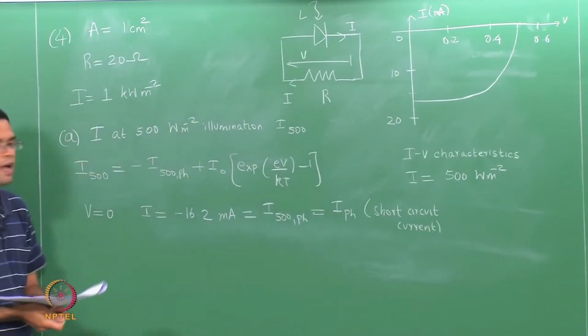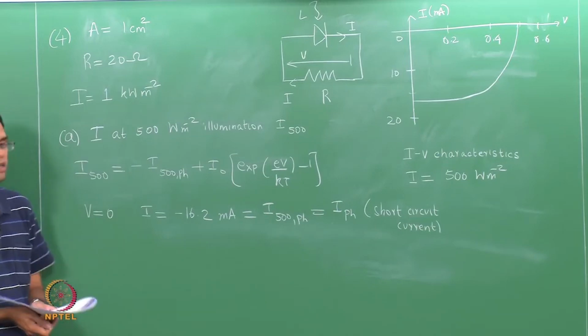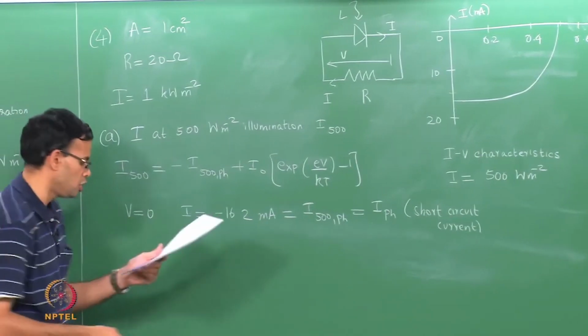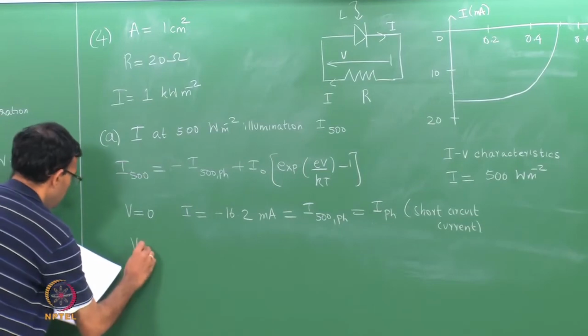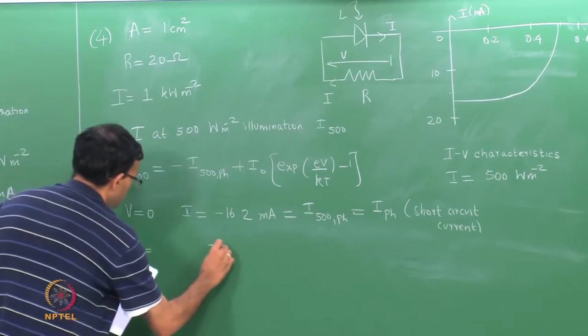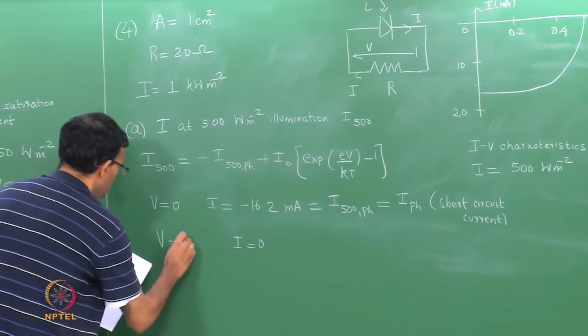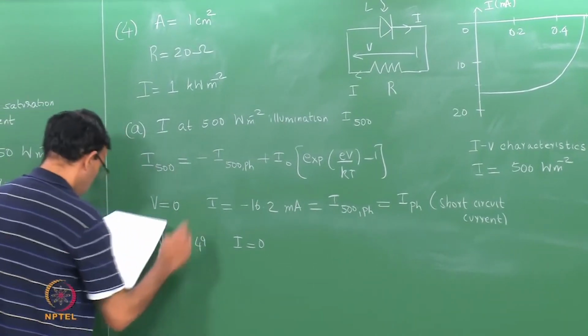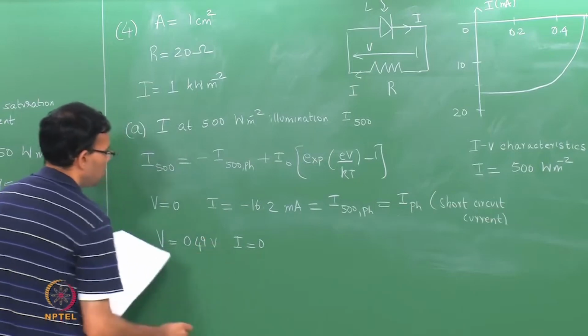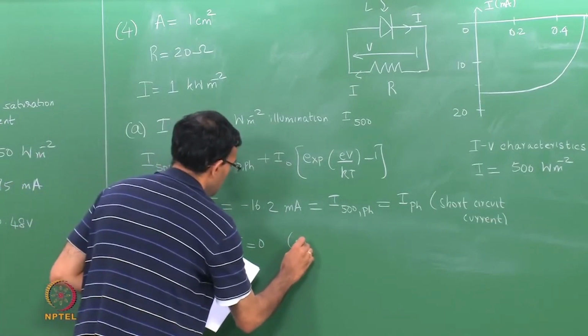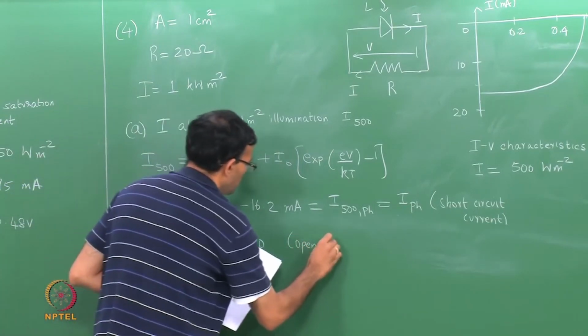You can also look at the open circuit voltage, so that when the current is 0, the voltage is exactly 0.49 volts. This is the open circuit voltage.